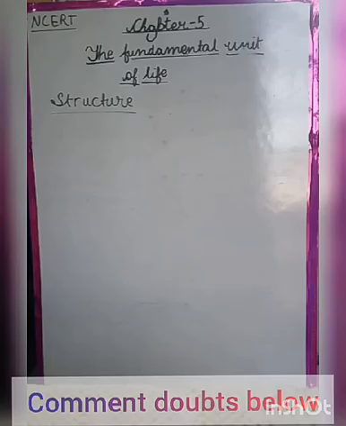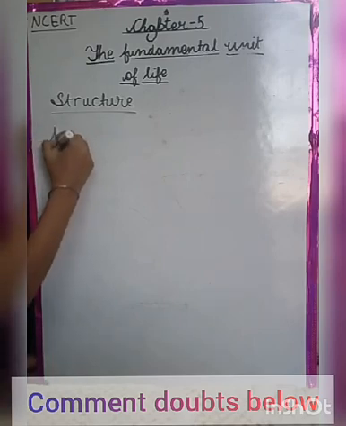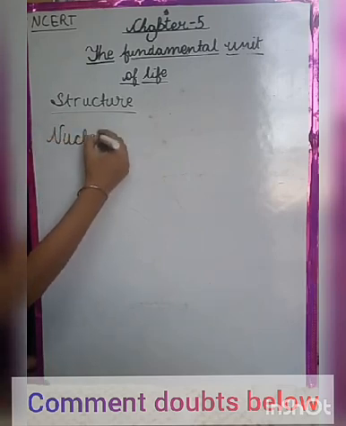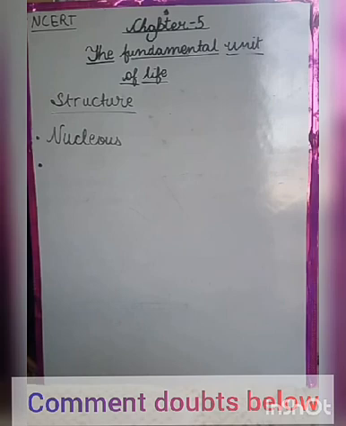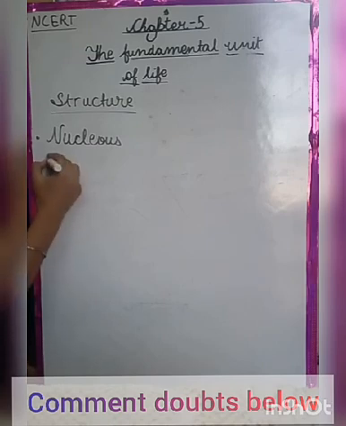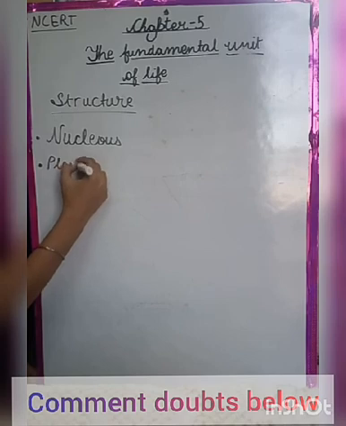Now what is the cell that we have discovered? Who discovered the cell? Now the last and final thing, we are going to tell you the main structures which are there in any cell. The first one is the nucleus. Second is the plasma membrane, or cell membrane. So just remember plasma membrane.